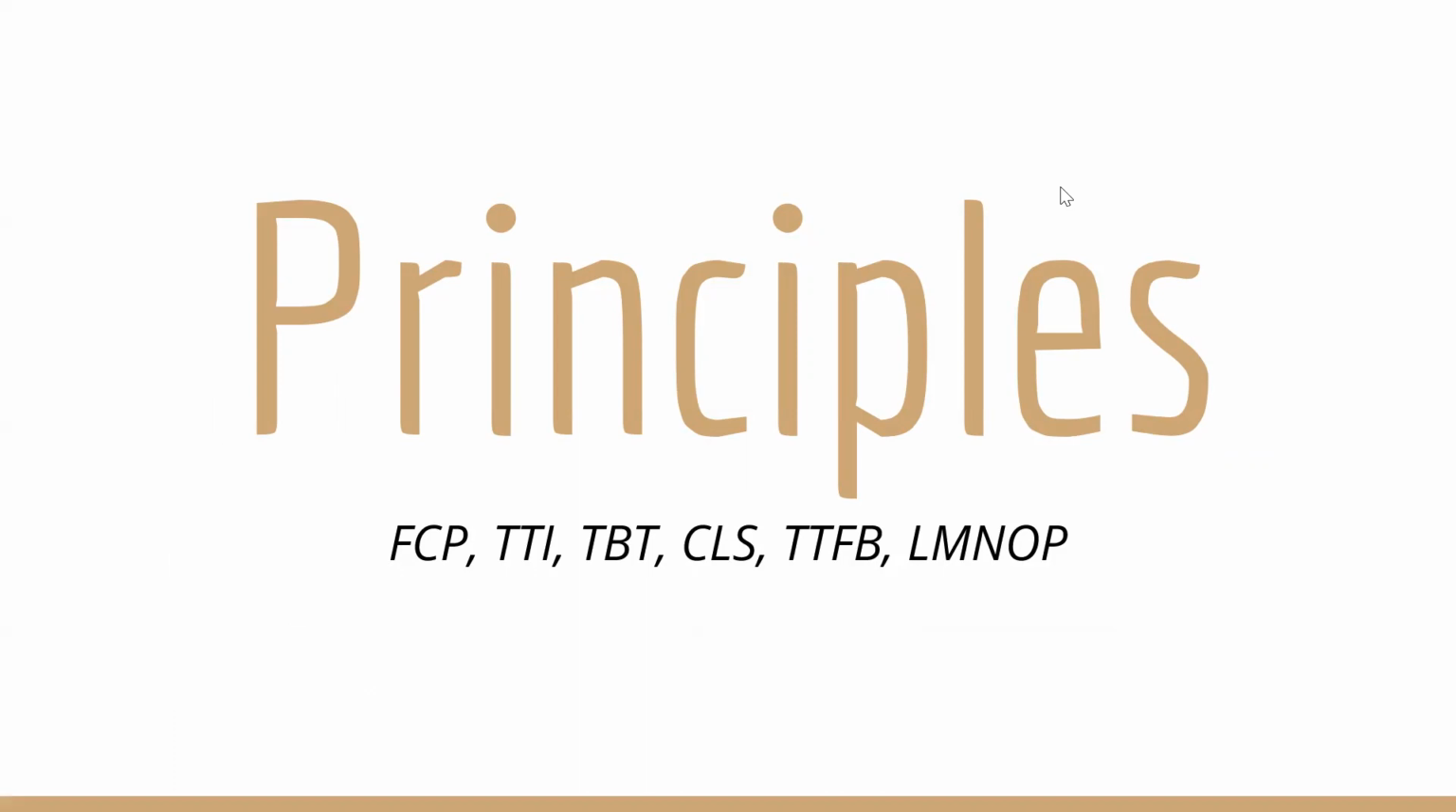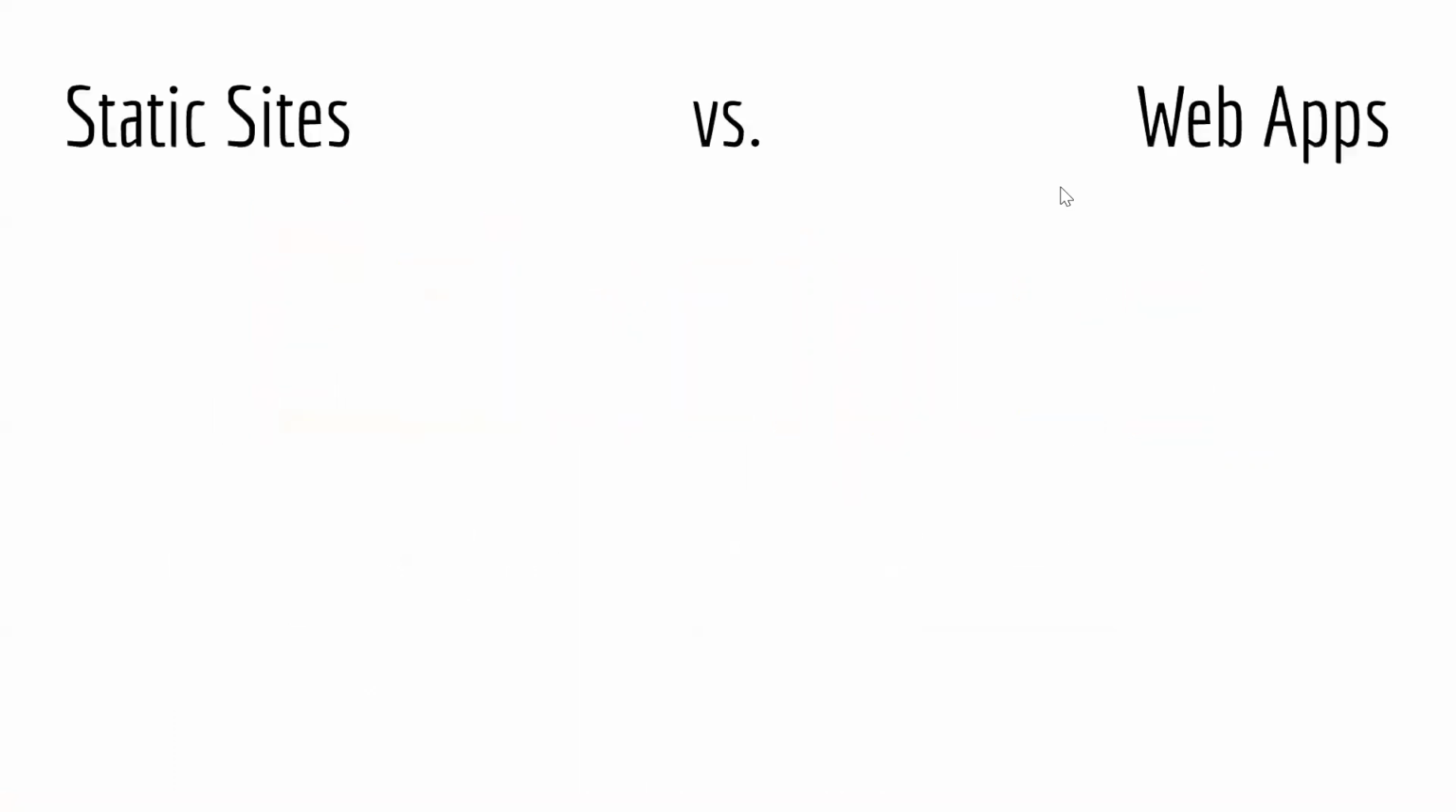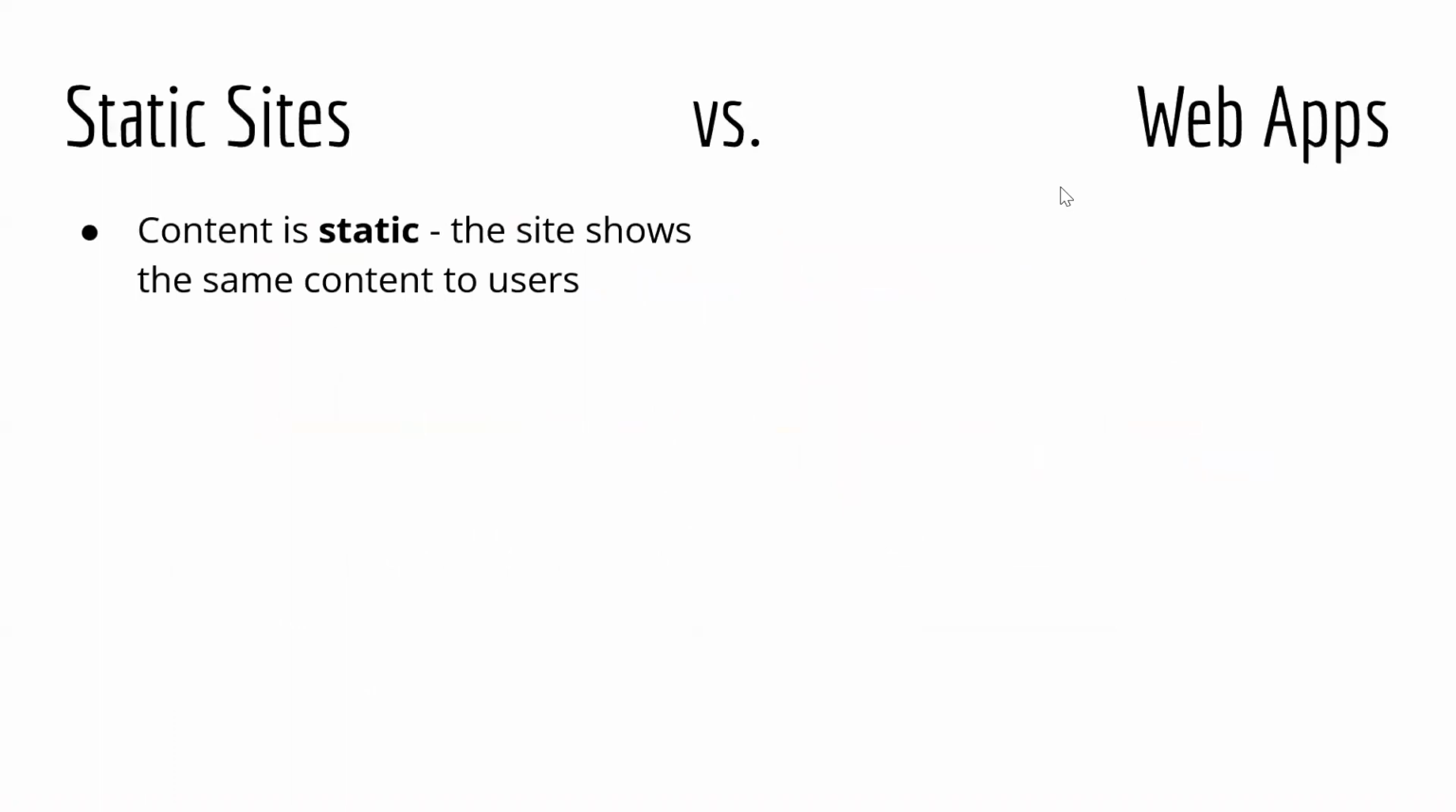Okay, principles. These are a whole bunch of weird terminology you hear thrown around all the time. So we'll talk about static sites versus web apps. The content is static in a static site. The site shows the same content to users. It's kind of what I was talking about earlier with static site generation. Every user gets the same HTML file, and the page looks exactly the same.